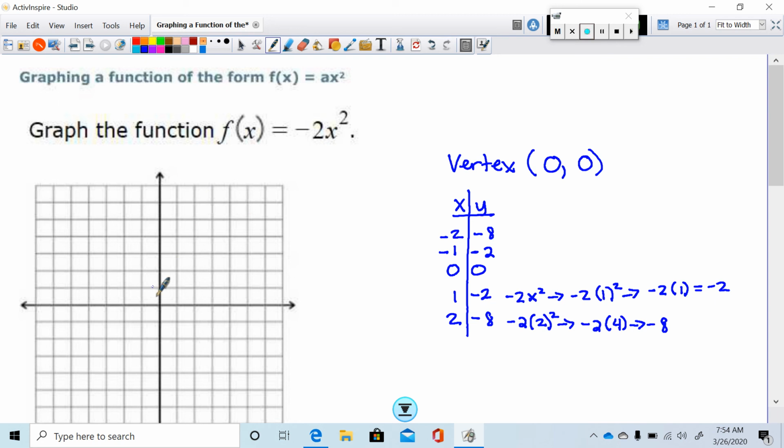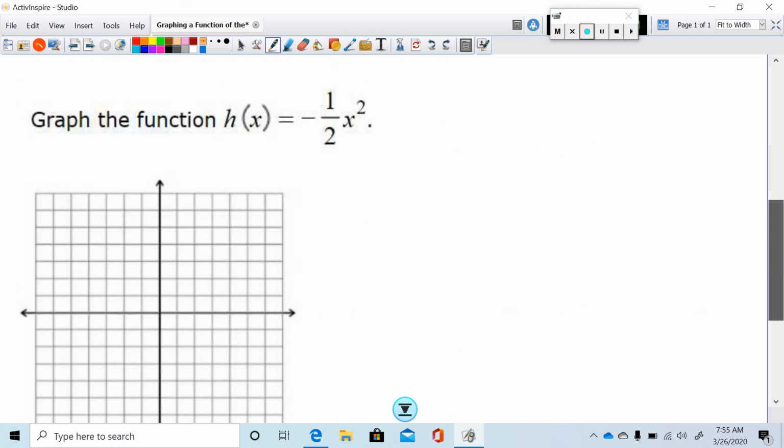This graph is not big enough to fit a -8, so I'm going to make it a scale of 2. So I'm going to count each line by 2's. So -2, -8, that's -2, 2, 4, 6, 8 is right here. -1 would be halfway in the middle here, and then -2, that would be right there. 0, 0 is here. 1, -2 is here, and 2, -8 is here. And then you want to connect those with a curve the best that I can on this board. Okay, that's the parabola for that function.